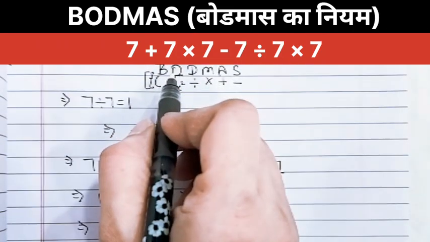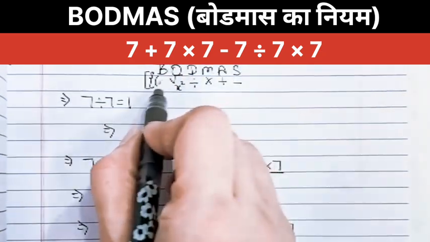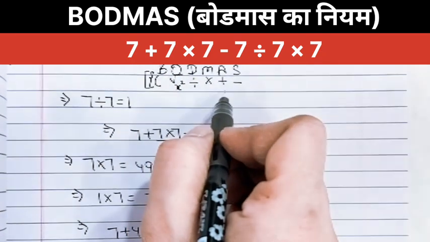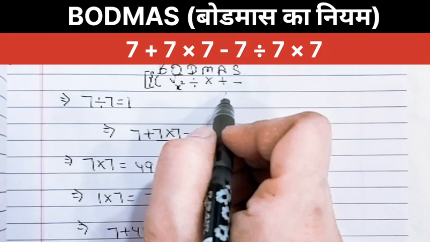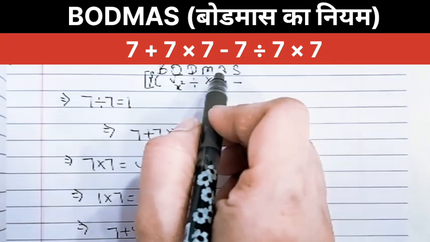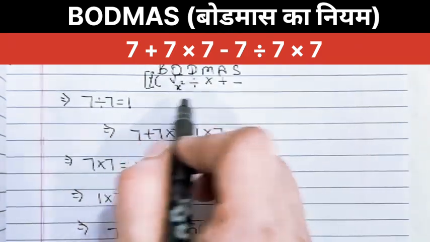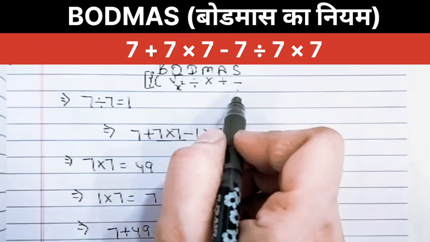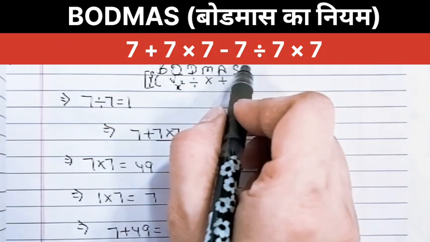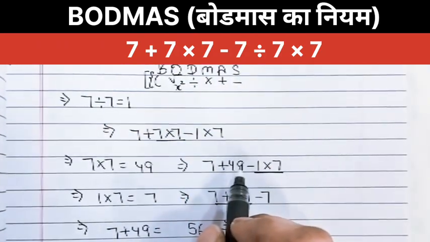So the conclusion says that by strictly adhering to the BODMAS rule, we ensure that multi-operational expressions are simplified logically by prioritizing division and multiplication over addition and subtraction. So the final result of this expression is 49, and I hope it is clear to you.